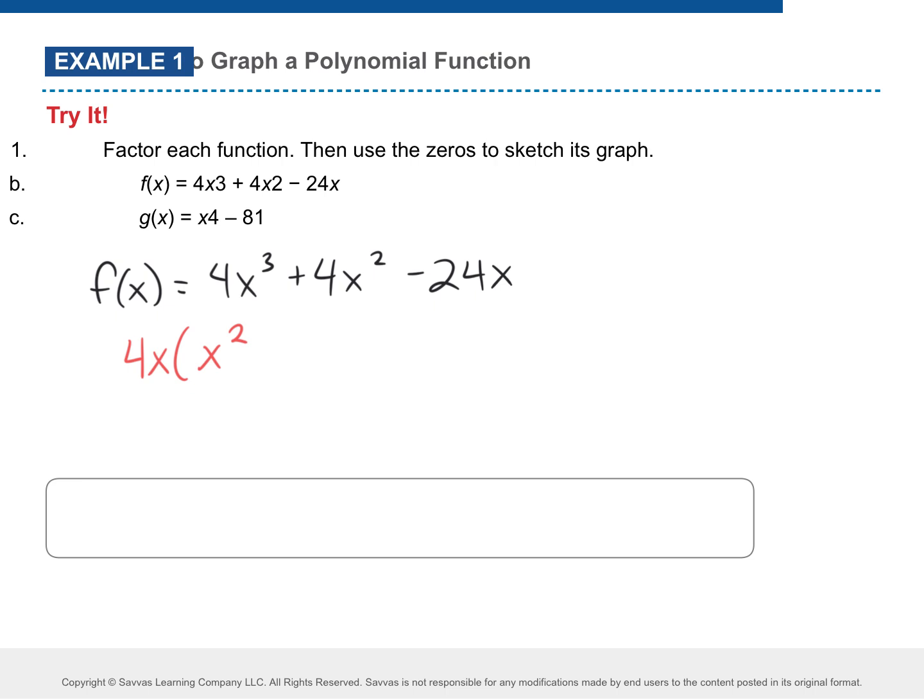Do the same thing. What's 4 divided by 4? 1. What's x squared divided by x? X. What's negative 24 divided by 4? Negative 6. X divided by x? Nothing, right? Done.